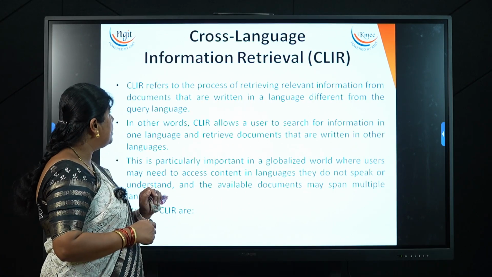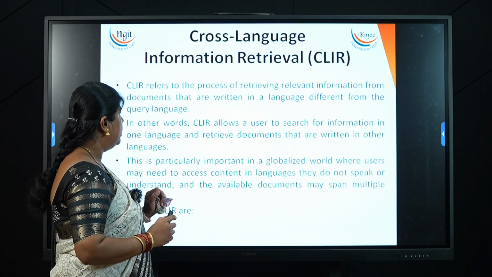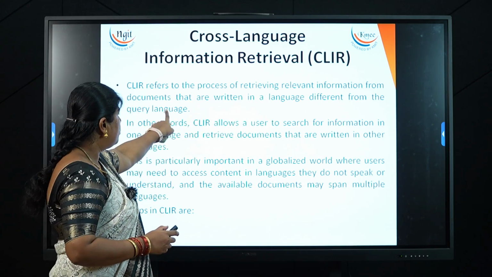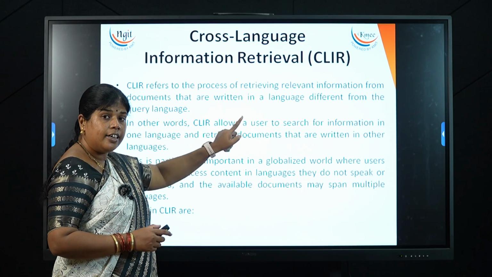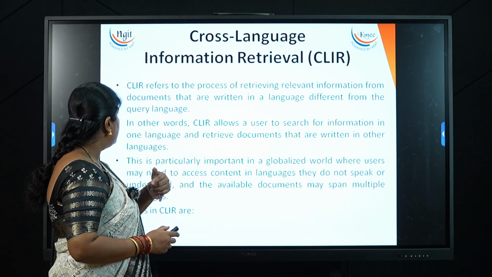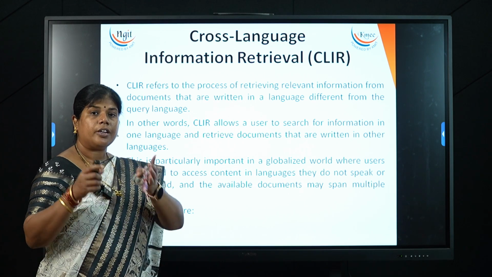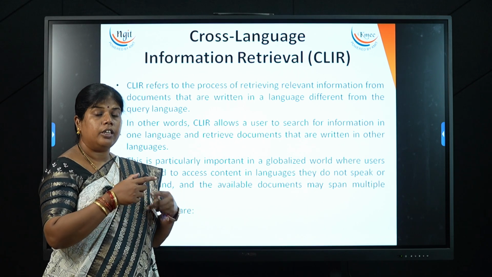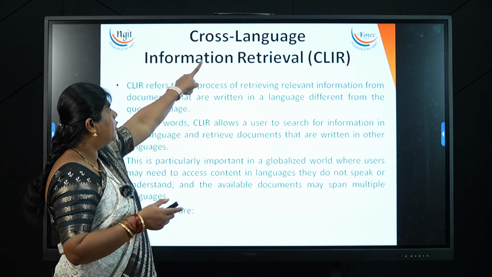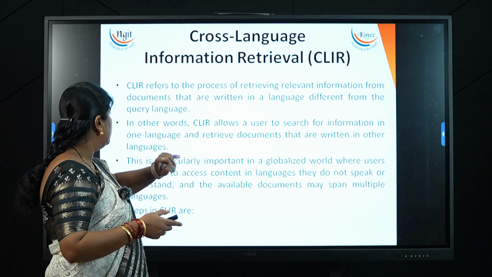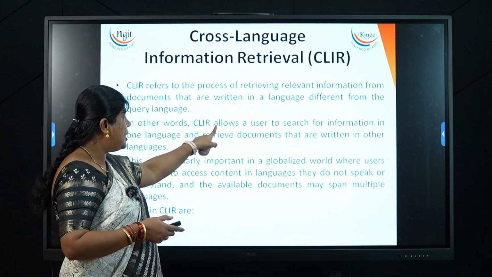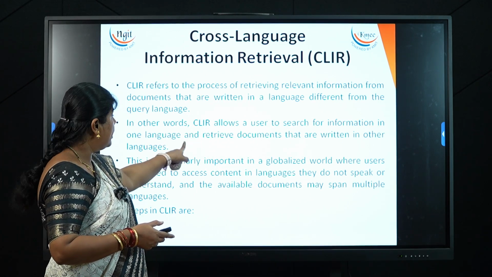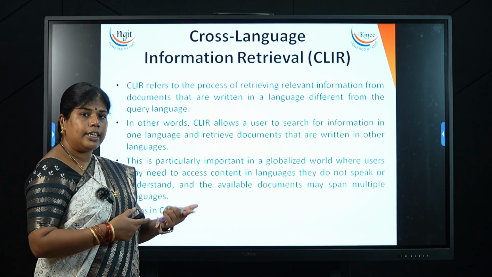Now, what do we mean by cross language information retrieval? It is the process of retrieving relevant information from documents that are written in a language which is different from the query language. Query language is different, document language is different. To deal with this variation, go for cross language information retrieval. Okay, in other words, CLIR allows a user to search for information in one language and retrieve the documents that are written in another language.